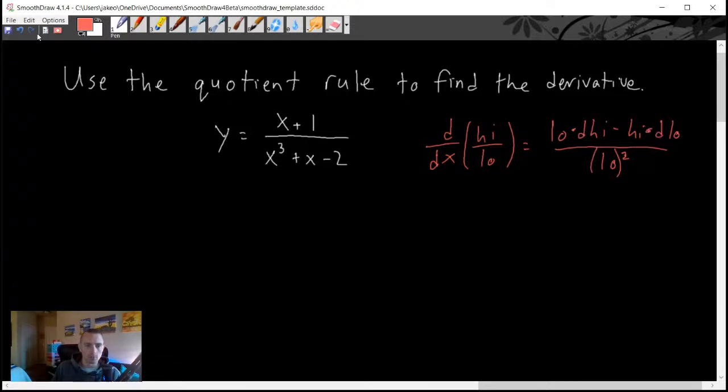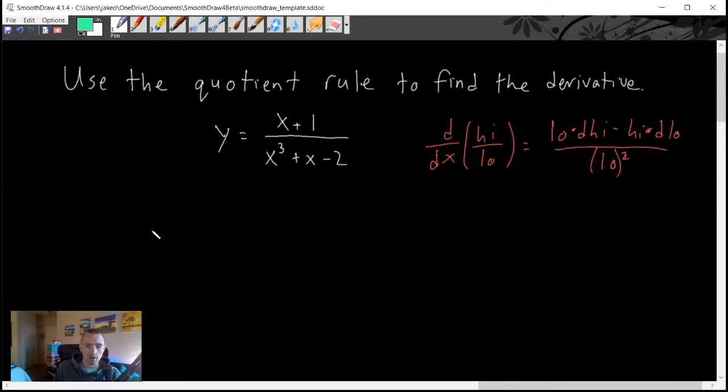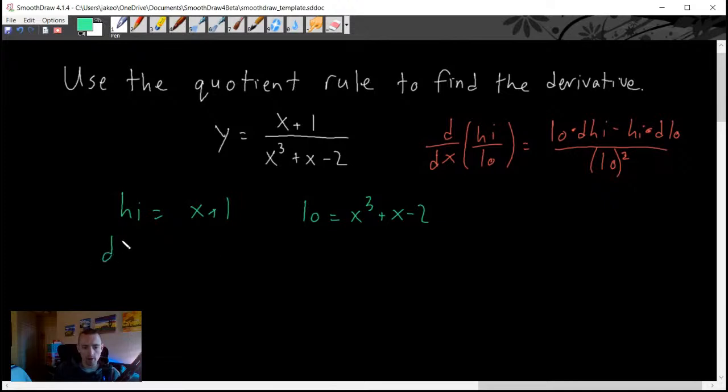So then again, we're going to write out, let's go with this color. That's a good color. We're going to write out the high part of our fraction, which is just the top of our fraction, x plus 1. The low part of our fraction, which is just the bottom, x cubed plus x minus 2. And then again, we write out our d high and our d low.